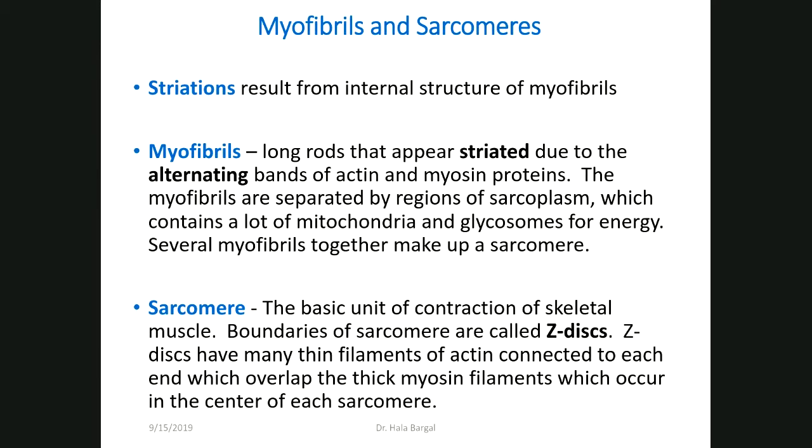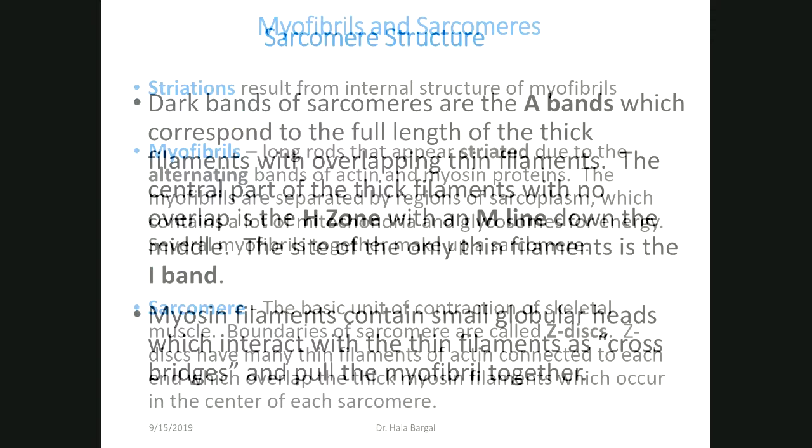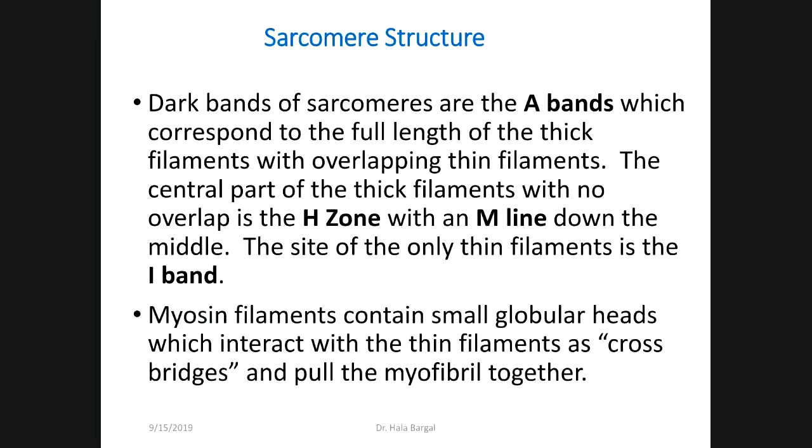What is the myofibril? The myofibrils are the long rods which appear striated due to alternation between the arrangement of the two proteins which form the muscle fibers, which are the actin and the myosin. What is a sarcomere? It is the basic unit of contraction of the skeletal muscle. These three definitions are very important to know, right? Let us discuss the sarcomere structure.